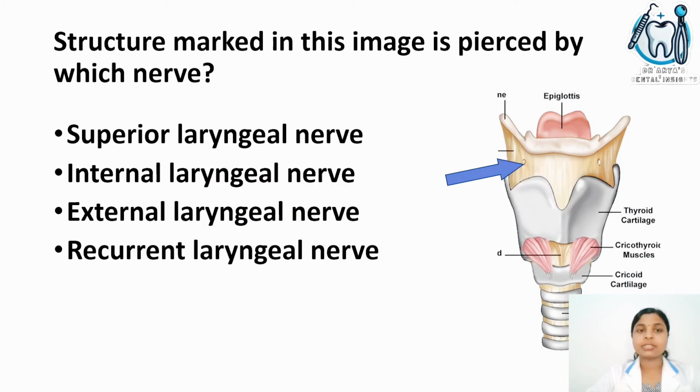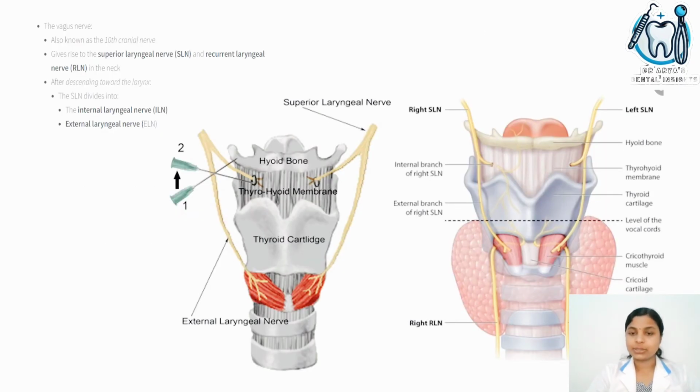Coming to the next question: the structure marked in this image is pierced by which nerve? This is the marked structure. Which structure is this, and which nerve pierces it? The options are the superior laryngeal nerve, internal laryngeal nerve, external laryngeal nerve, and recurrent laryngeal nerve. So which is correct? This is the picture.